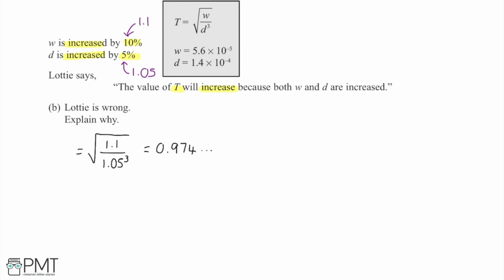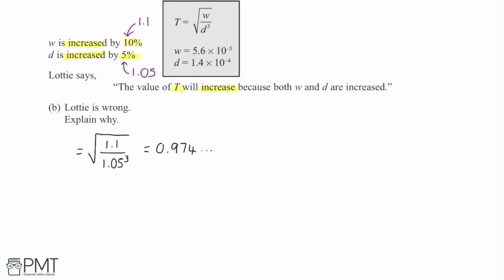We can now see that t is going to be multiplied by this scale factor of 0.97 to get the new value of t. Noticing here, 0.97 is less than 1, so if we multiply a value by a value which is less than 1, the new value produced is going to be less than the original one. So the new value of t is going to be less than the original because the scale factor is less than 1. This contradicts the statement that t will increase, because in fact it will decrease.